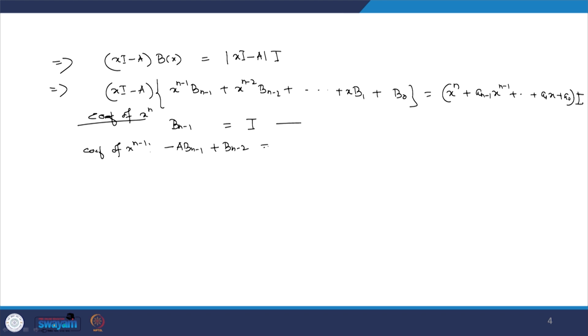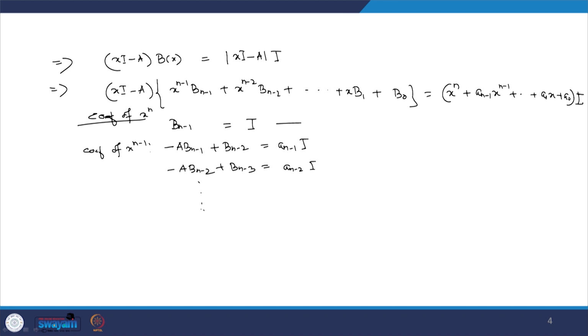So, this is equal to A_{n-1} into I. Then similarly, coefficient of x^{n-2}, I will have minus A B_{n-2} plus B_{n-3} equal to A_{n-2} into again I. So, if I keep on doing like this, coefficient of x will be what?